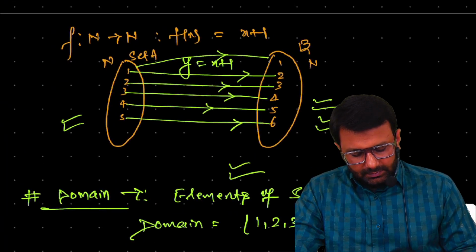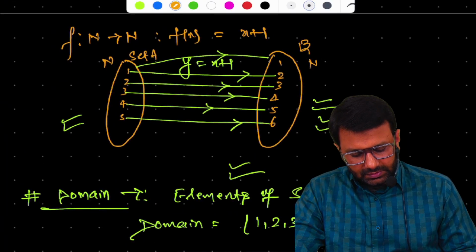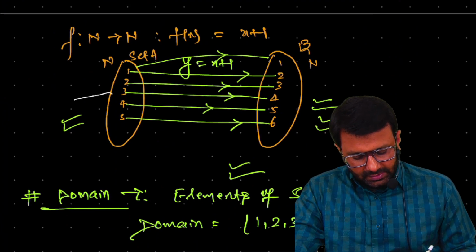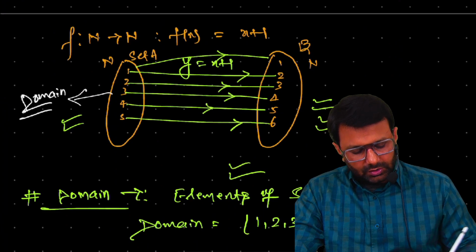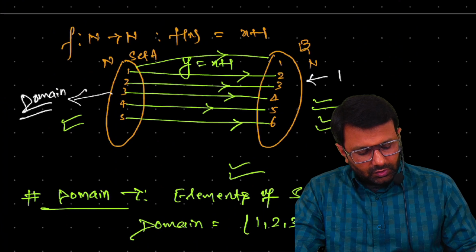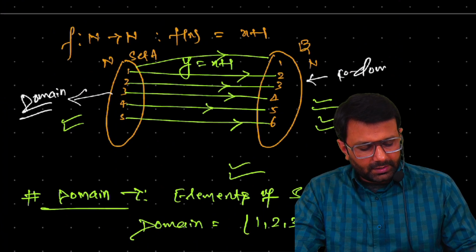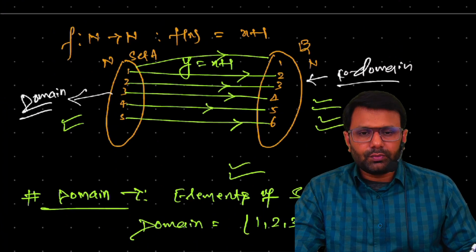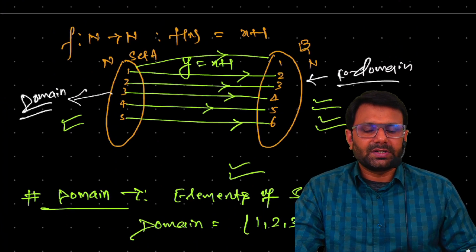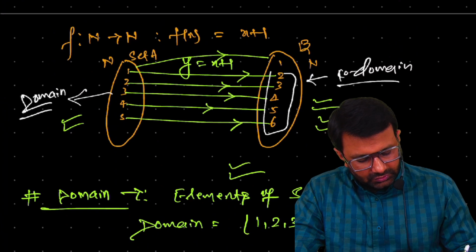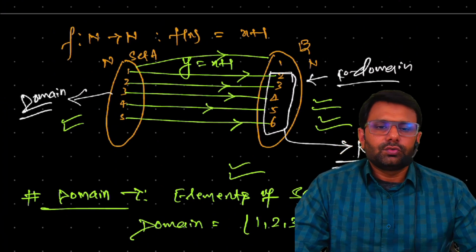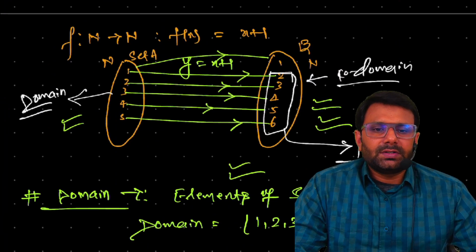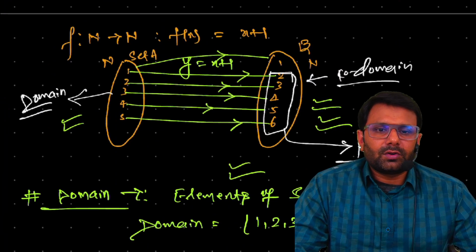So you can mark here like this. This is domain here, complete set of A. Complete elements of set A is called domain. This is called codomain. And elements of B which are connected to elements of set A is called range. So this white line is called range. So now I have revised with you the definitions of domain, range and codomain of a function.